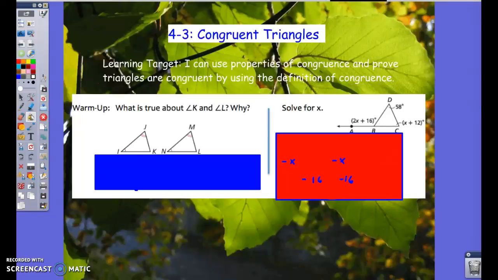Hi, class. Today we're going to go ahead and cover section 4.3, which deals with congruent triangles. There's two warm-up activities here on the board. I have the solutions covered. Maybe if you'd like, hit pause for a second and try to complete these on your own, and then I'll reveal the answers here in just a second.